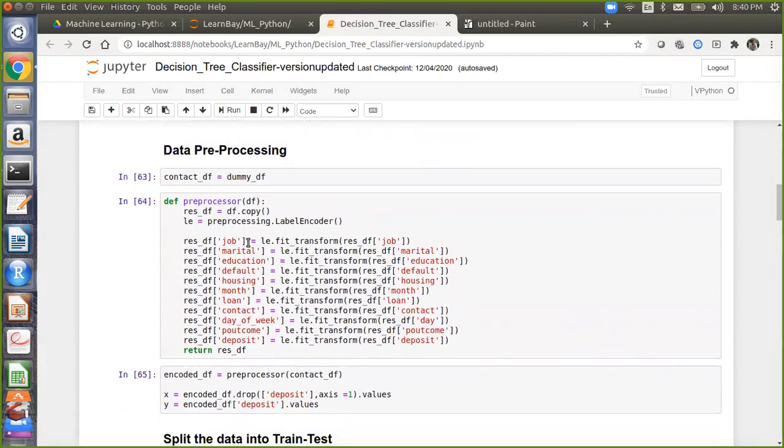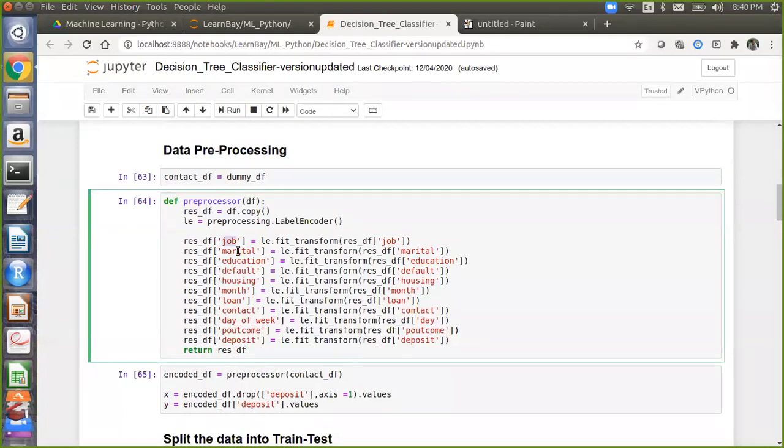Now I am taking all the columns, job, marital, education, default, housing, month, all the columns which are categorical in nature. In the pre-processing library, I have something available called the label encoder function. I am calling it as an LE object. Then LE.fit_transform on this df's column job. Basically it will convert this particular column in the data frame into numerical format.